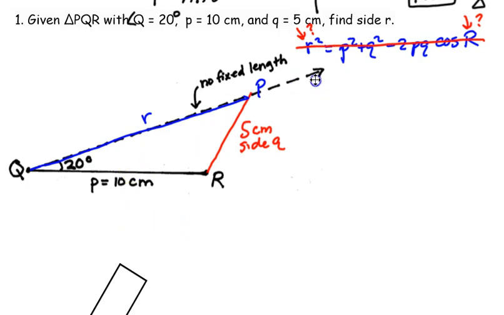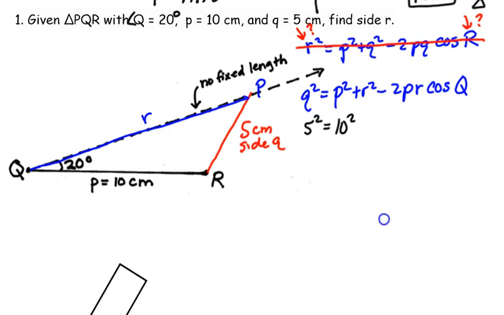What we are going to use is the version of law of cosines that has angle Q in it, because that's the angle we know. So we're going to write it this way. Q squared equals P squared plus R squared minus 2PR cosine Q. Because now I can fill in everything except for R. I know all of the other pieces of information. So for Q, I have 5 squared, P squared, 10 squared, plus R squared minus 2 times 10 times R times cosine of 20. So the only thing I don't know is R.